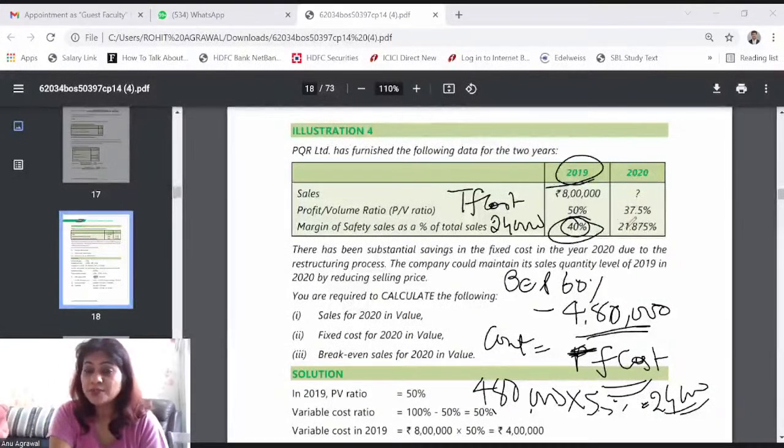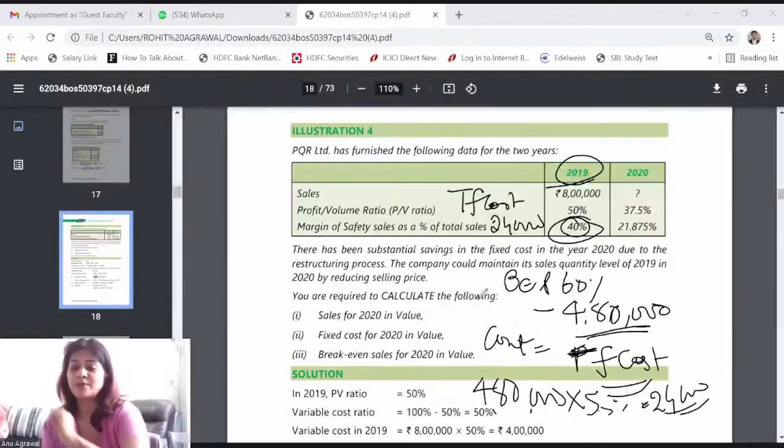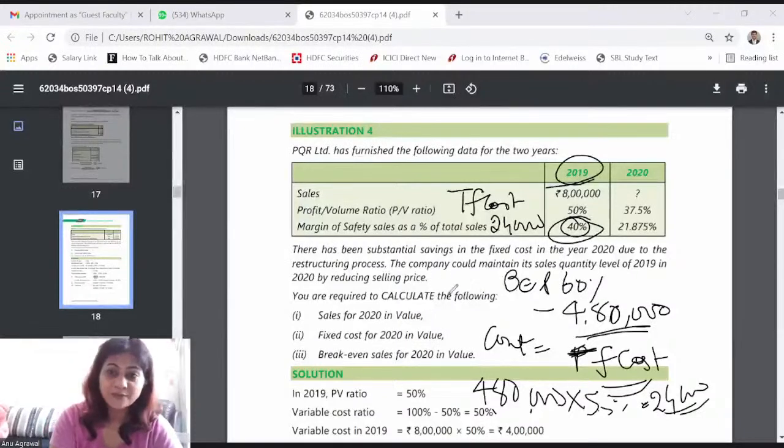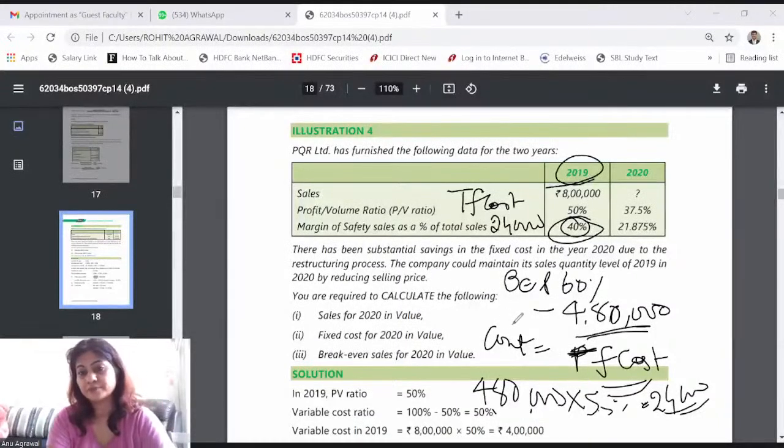Then how come this fixed cost has changed? Because if you look at it, there is a lot of savings in fixed cost in 2020 due to the restructuring process. The question is very clear. The fixed cost is not 2,40,000 in year 2. It is lesser. It is not 2,40,000. It is lesser. I hope I'm very clear.